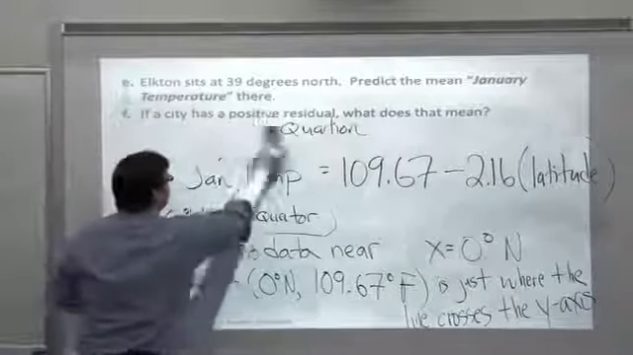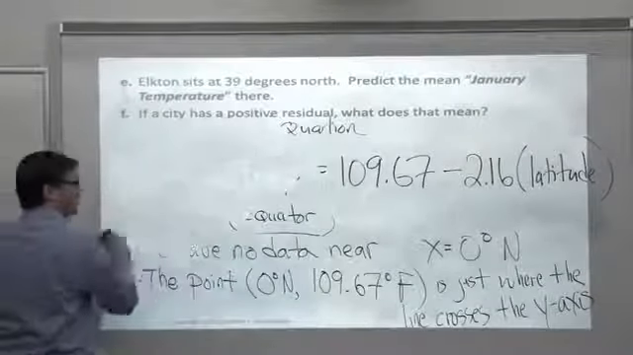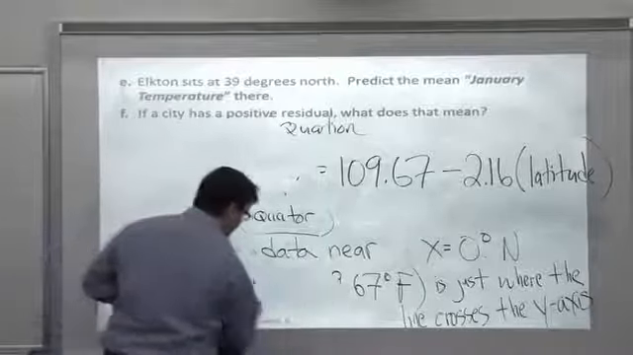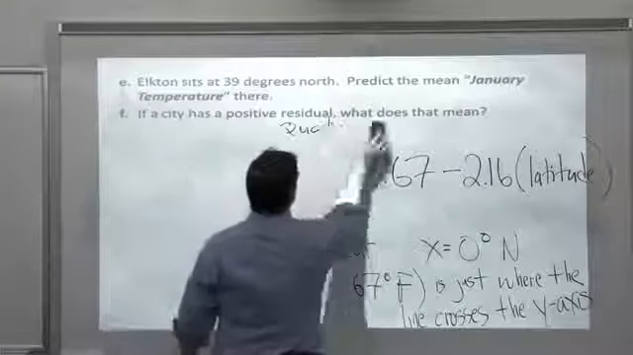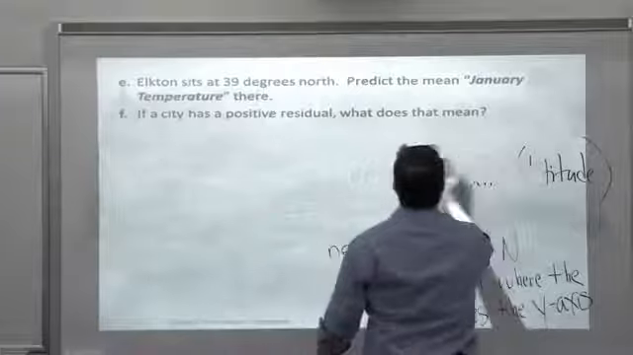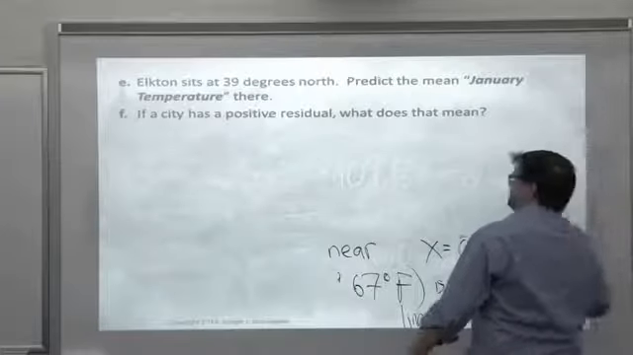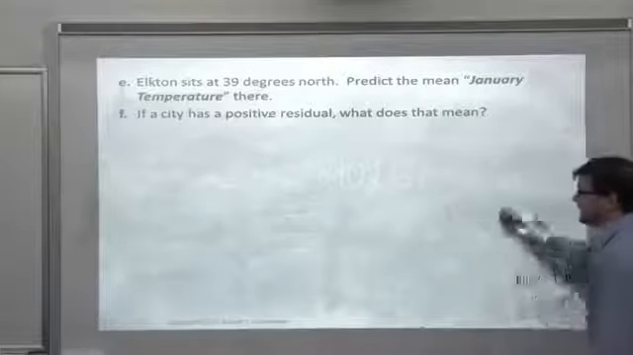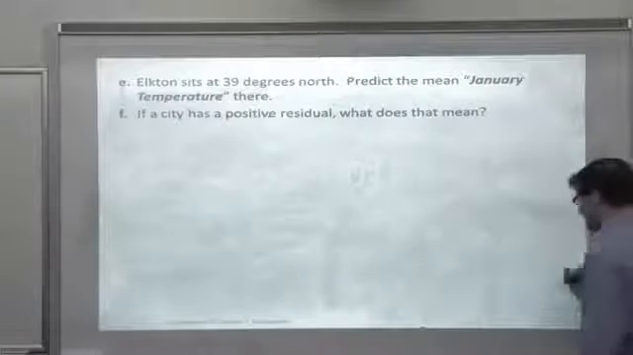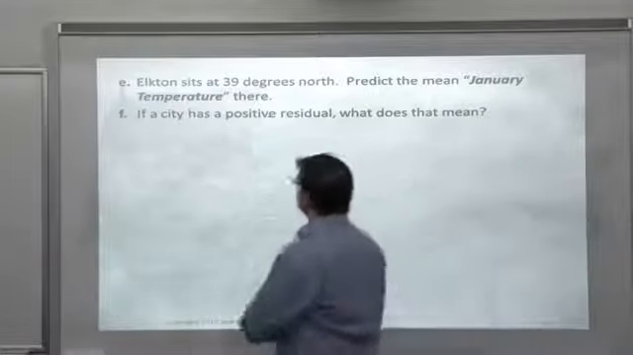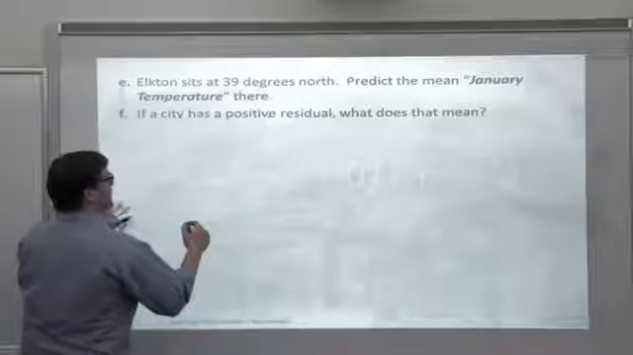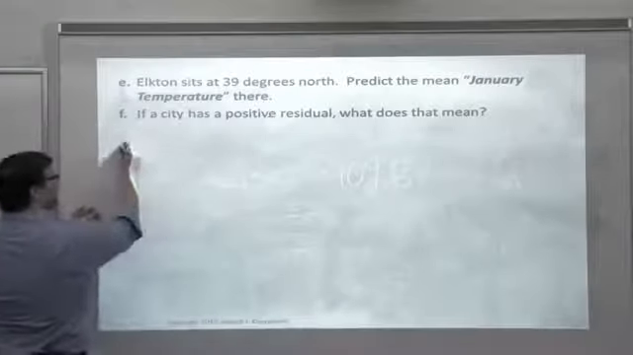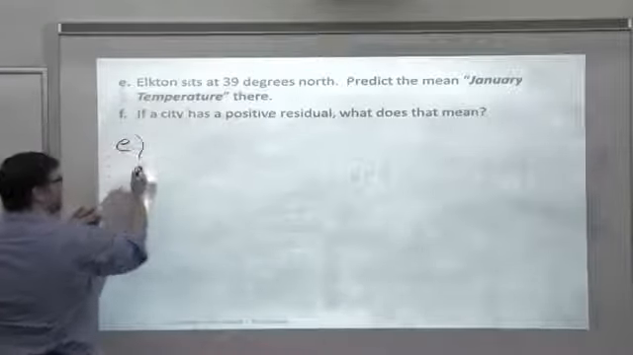Part E, Elkton, my adopted hometown, sits at 39 degrees north. Nowhere near the equator, by the way. Predict the mean January temperature in Elkton. Part F sort of goes with E. It says if a city has a positive residual, what the heck does that mean? All right. We'll do E first. E is just a plug and chug.